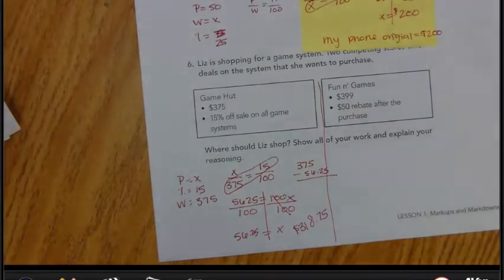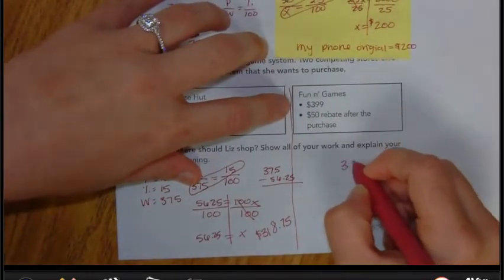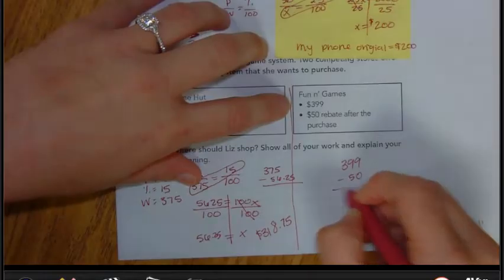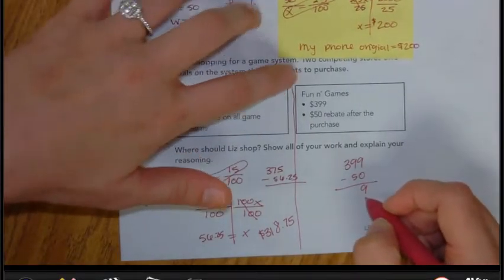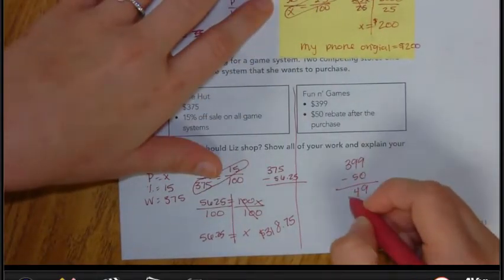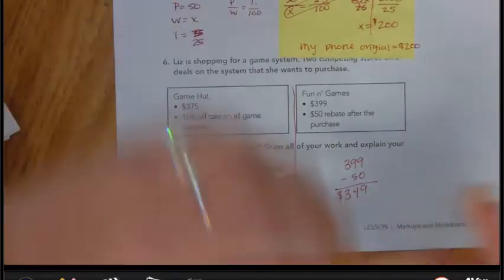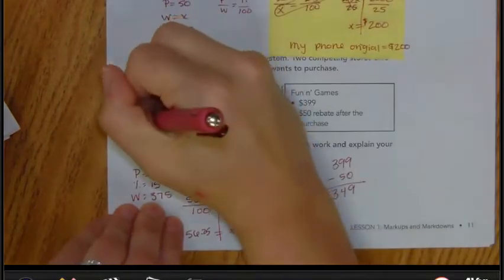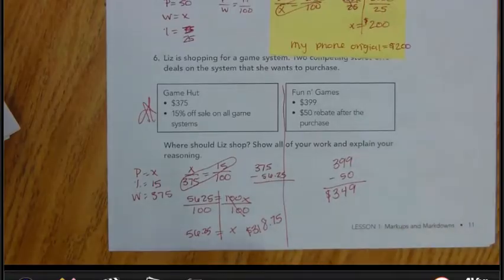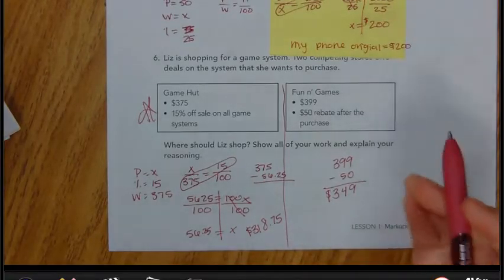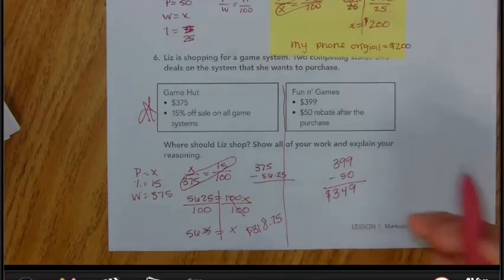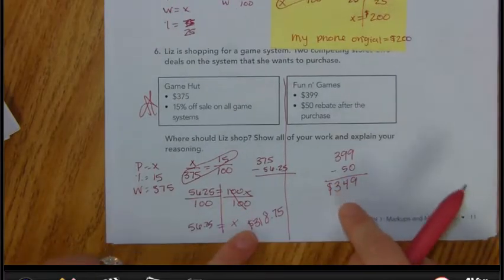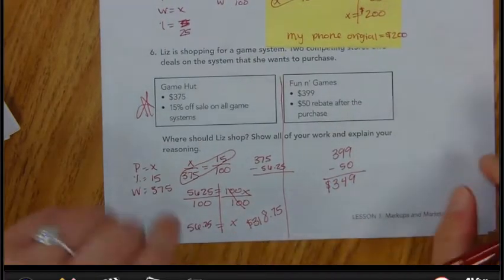And I am paying $318.75. Now, for Fun and Games, I'm going to have $399, and I'm going to take $50 off as a rebate, to where I'm paying $349 after the rebate. So which one should she go with? She should go with Game Hut because she's only going to pay $318.75. Not just because with the rebate you get the $50 back weeks later, but because even when you do, you're still paying more than if you would with the 15% off at Game Hut.